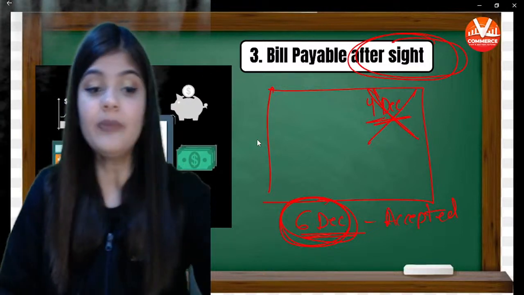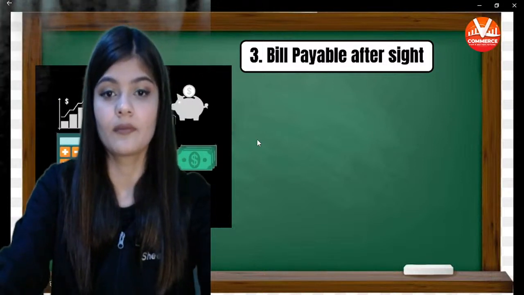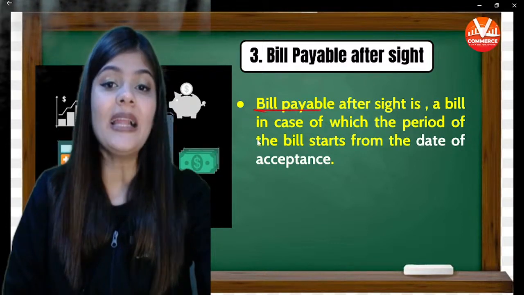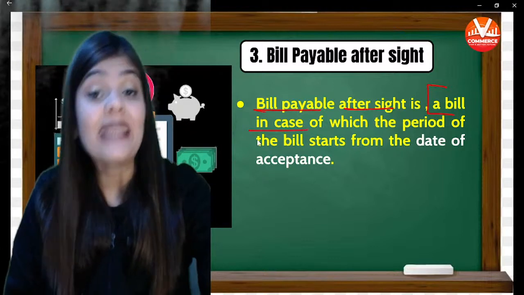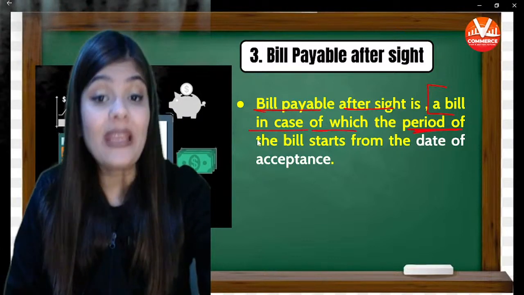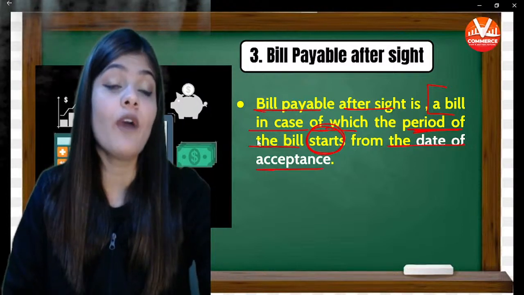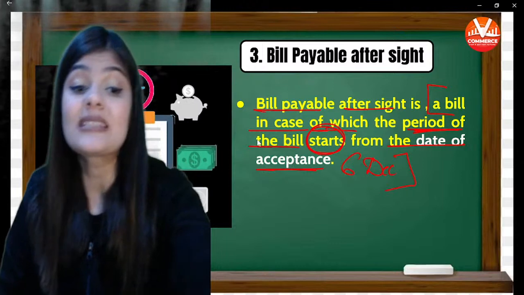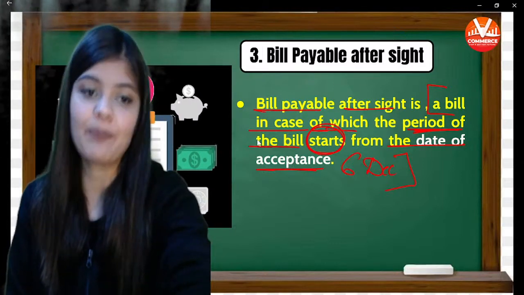So let's have the meaning now. Here we have the meaning. Bill payable after sight is a bill in case of which the period of the bill starts from the date of acceptance. So the period of bill will start from 6th December, from date of acceptance.